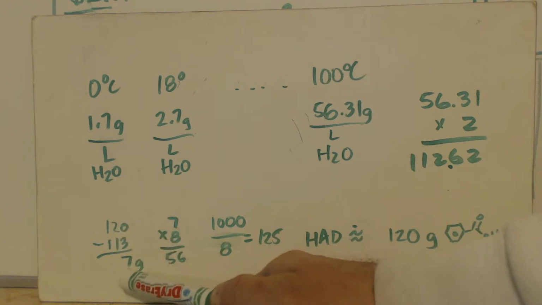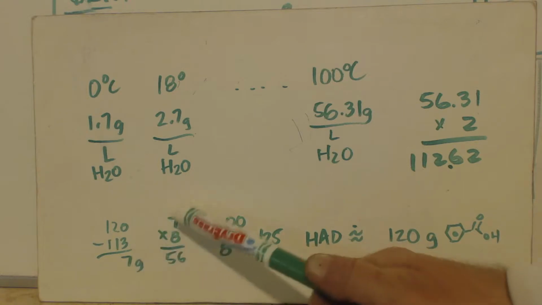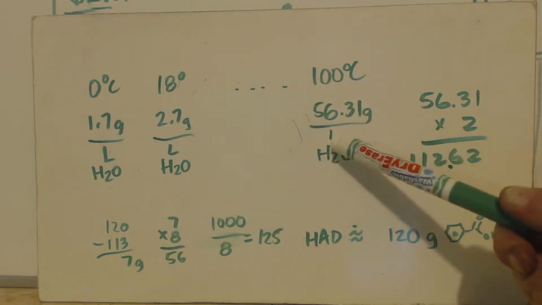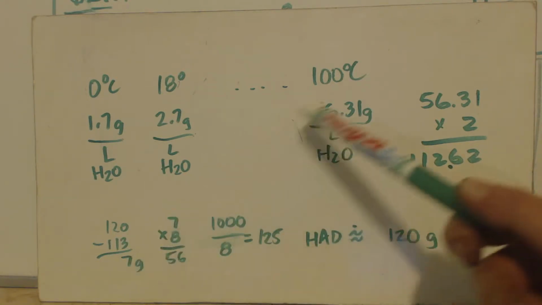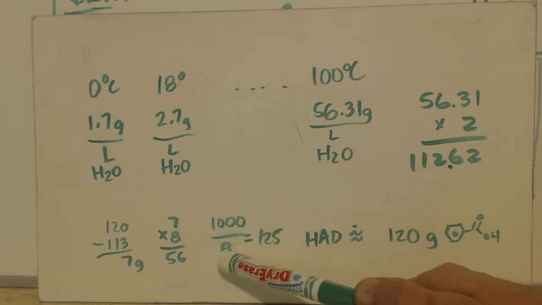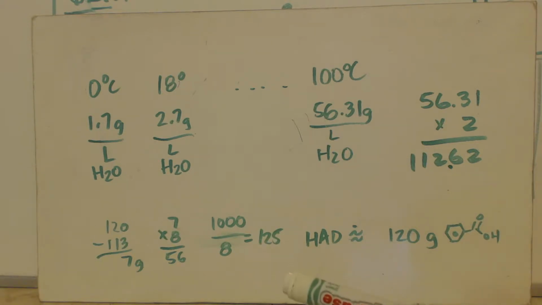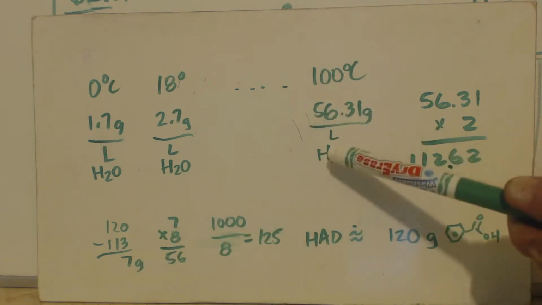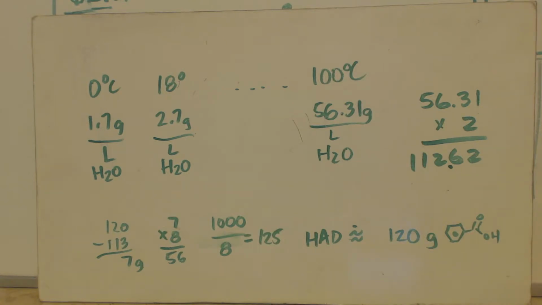What's the difference between that? About 7 grams, right? 120 minus 113. 7 times 8 is 56, and that's how many grams will be in a liter. So we have 1/8 of that, right? Because 7 times 8 is 56. So we take a liter, or 1,000 milliliters, and divide it by 8. We would need 125 milliliters for that extra 7 grams, right? Because it's 1/8 of 1,000 milliliters, which is 125 milliliters.